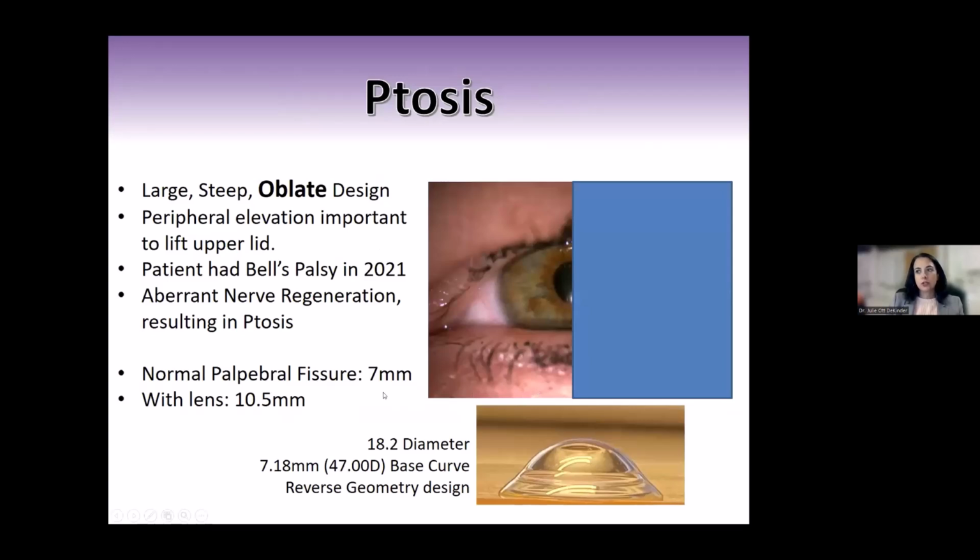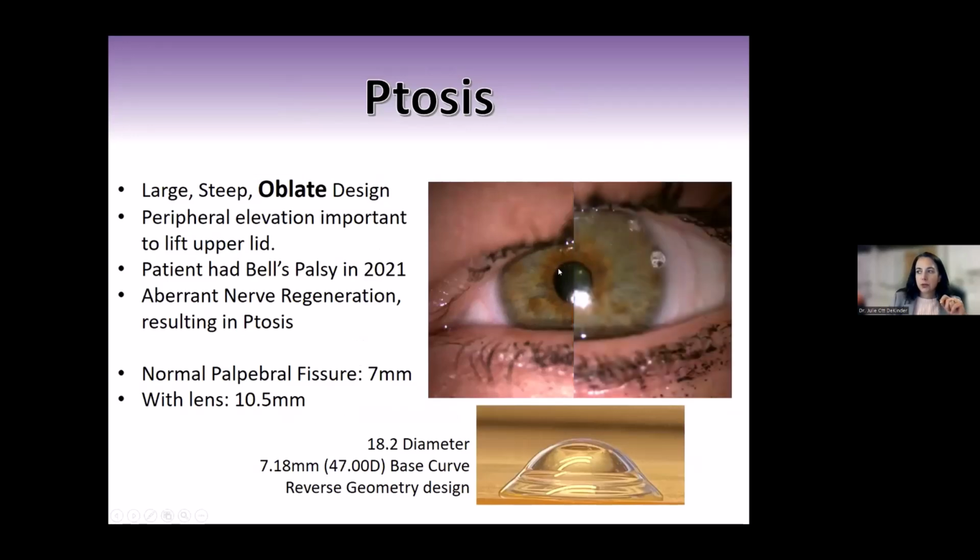Ptosis. This is very interesting. Think large, think steep, think oblate. You need this elevation in the periphery to lift up that lid. The patient had Bell's palsy in 2021 and had aberrant nerve regeneration, resulting in ptosis. We ordered this lens here.